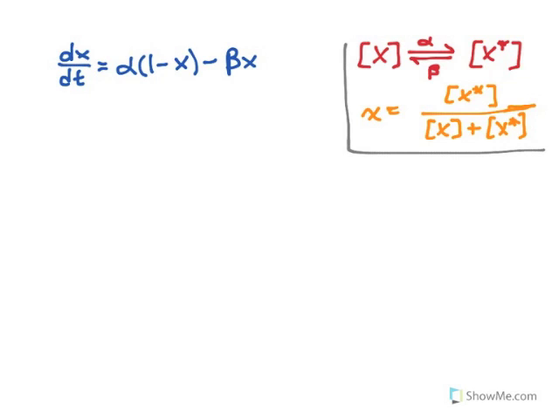So we want to find x_ss. How do we find x_ss? Well, the definition of the steady state is that dx/dt equals 0. So when x equals the steady state, it stays there forever.